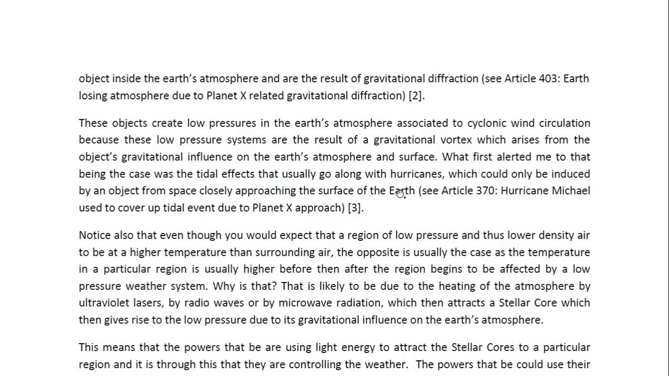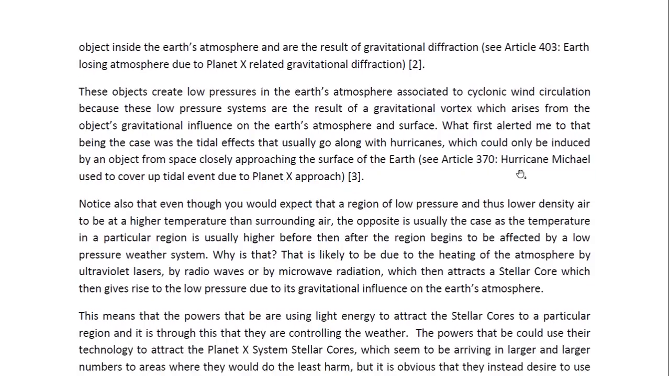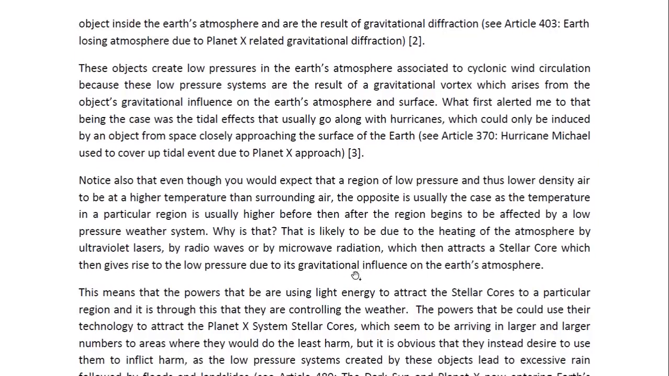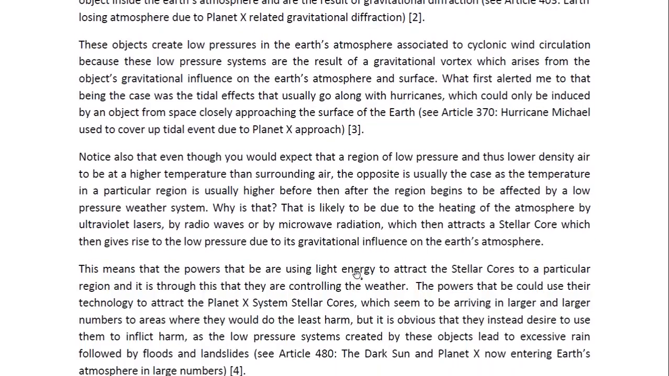What first alerted me to that being the case was the tidal effects that usually go along with hurricanes, which could only be induced by an object from space closely approaching the surface of the Earth. And you may look at Article 370 entitled Hurricane Michael, used to cover up tidal event due to Planet X approach.